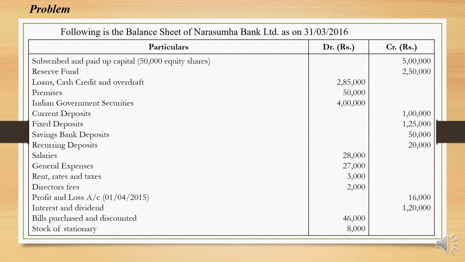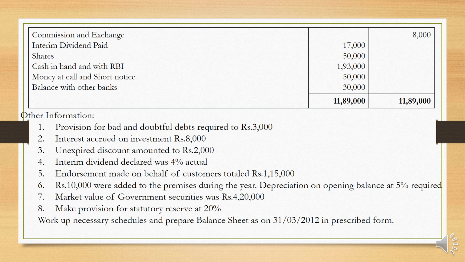Then interest and dividend of the current year, 1,28,000, schedule number 13. Then bills purchased and discounted, advances, stock of stationery 8,000. Similarly commission and exchange, schedule number 14. Then interim dividend paid 17,000, that should be deducted under the profit and loss account. Then investment in shares, cash in hand with Reserve Bank of India, money at call and short notice, balance with other banks. Okay, these are the various information given.